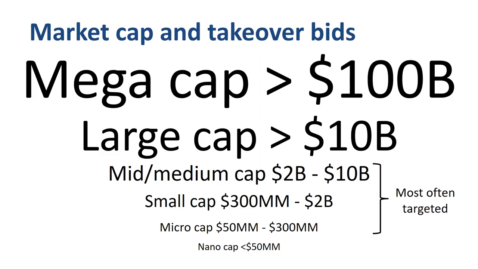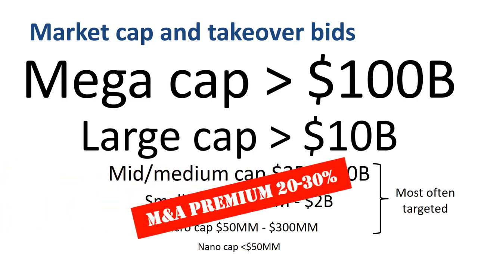Remember that market capitalization, or market cap, is the current market value of a company based on the total value of all its publicly traded outstanding shares. In case of a takeover bid, there tends to be an M&A premium of around 20 to 30% on top of the current share price. After all, you want to give the current shareholders a good reason to sell their shares to you and support the takeover.